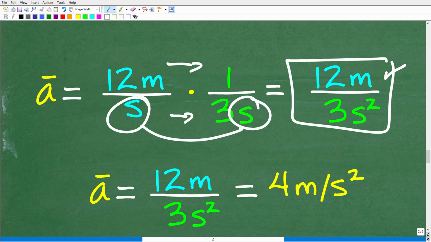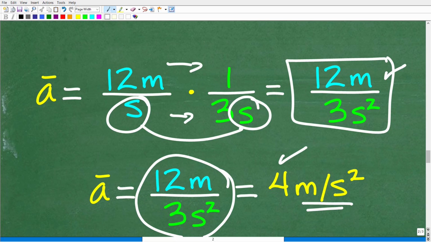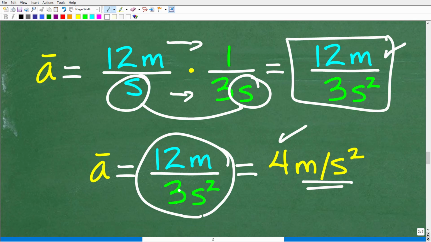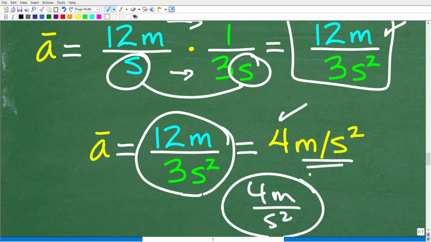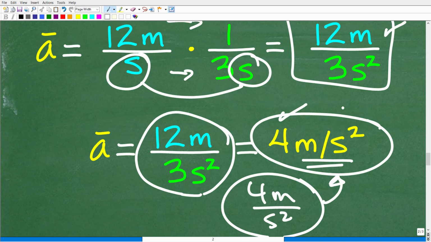Okay, so now we can take this 12 and divide it by 3, which of course is 4. So 12 divided by 3 is going to be 4 meters per second squared. At this point, you could just take 12 divided by 3 and have it as 4 meters per second squared. But typically, you're not going to write it this way. You're going to see it written this way, 4 meters per second squared. Okay, so that is our average acceleration.